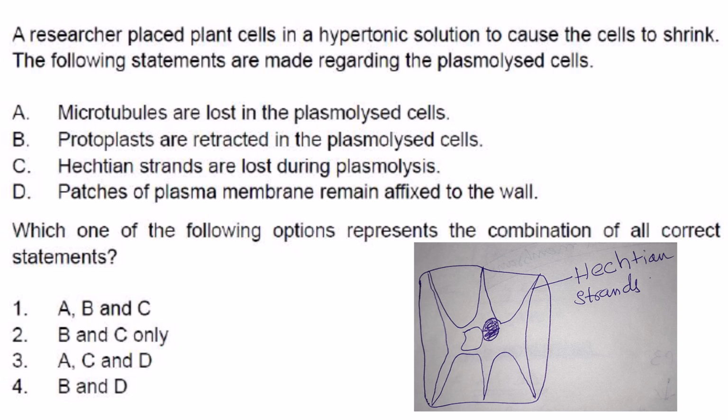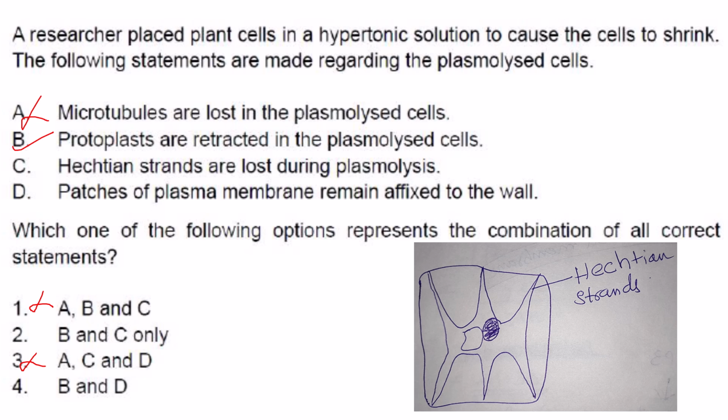So that makes statement A wrong, and options 1 and 3 also wrong. Oh, B is correct. Protoplasts are retracted in the plasmolysed cells. Of course, you are learning this from your high school. So B is correct. Then, Hechtian strands are lost during plasmolysis.